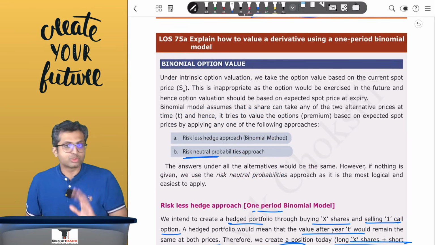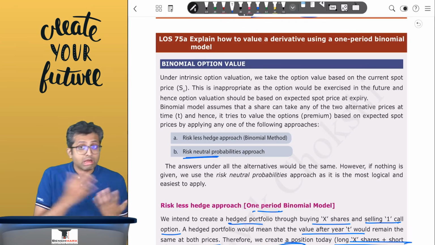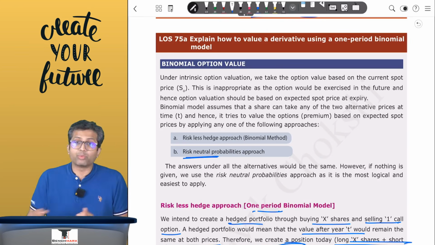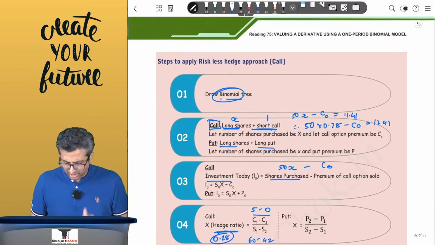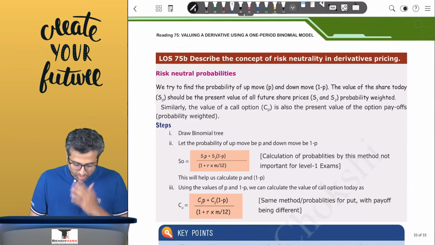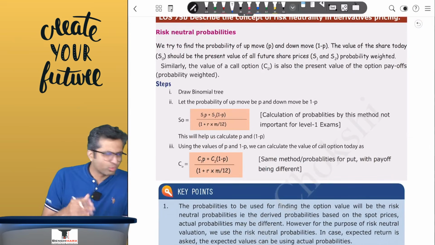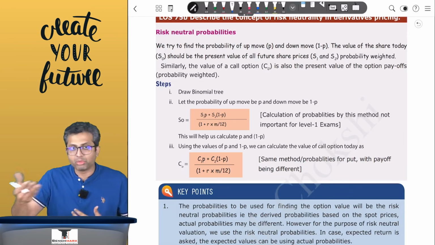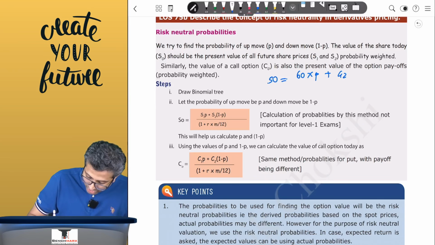The CFA Institute has clearly written that the calculation of risk neutral probabilities is not something which is required. Though they have given you a particular formula, my point is even without that formula, you can do it very, very easily. Like over here, if you wanted to find the risk neutral probabilities, typically what I prefer, and this is not what the CFA Institute has given, is you can find the probabilities of up move and down move. Like the spot price today, which is 50, will be the present value of the future price: 60 into P plus 42 into 1 minus P.